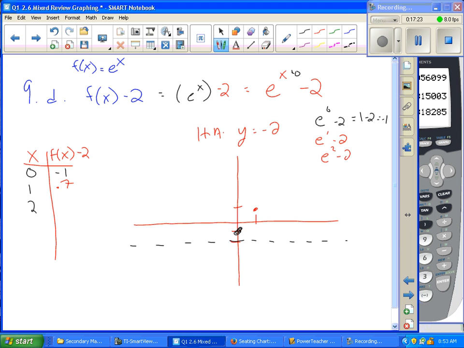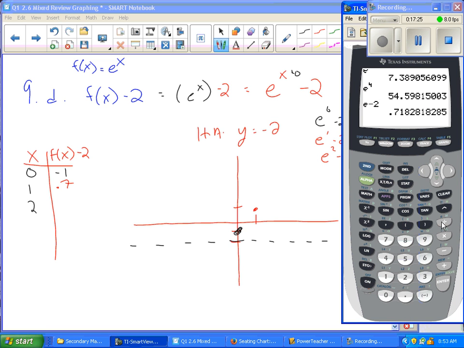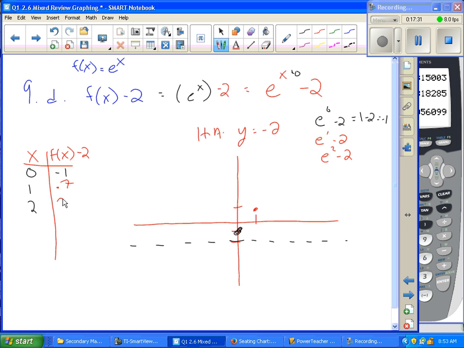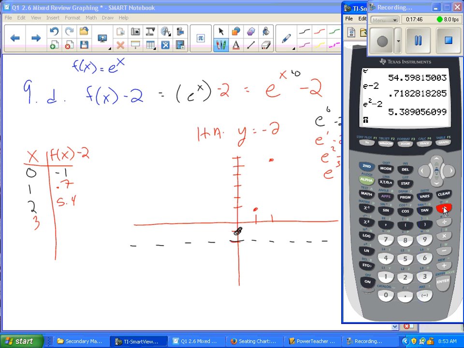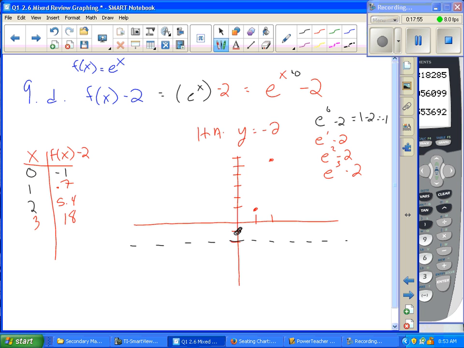If I plug in 2, I get e squared minus 2. So e to the second minus 2, 5.4 roughly. So between 5 and 6 is where that would land. If I did 3, I'd get e cubed minus 2, which gives me 18. So it's shooting up really quickly now. So I'm not going to graph that one. And then you just go through your points, and then approach your asymptote.